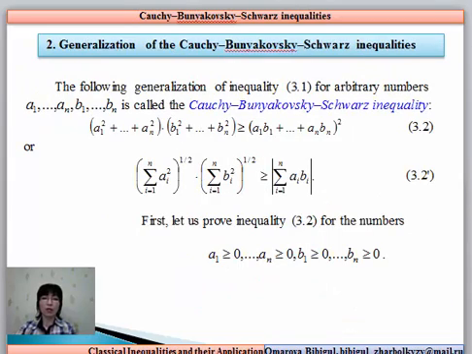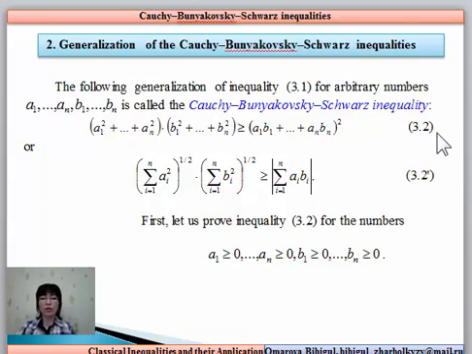Let's consider the second part of our lecture. Generalization of the Cauchy-Bunyakovsky-Schwarz inequalities. The following generalization of the inequality 3.1 for arbitrary numbers a1 and so on to an, and b1 and so on to bn, is called the Cauchy-Bunyakovsky-Schwarz inequality in the form 3.2.